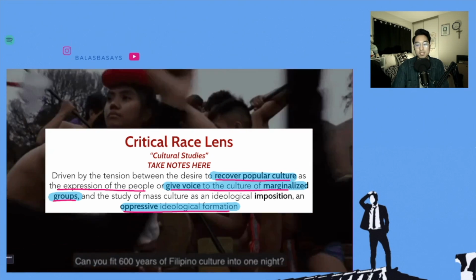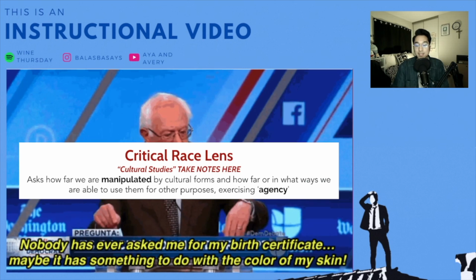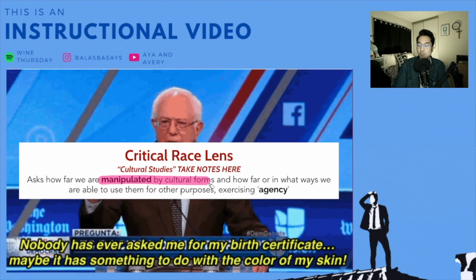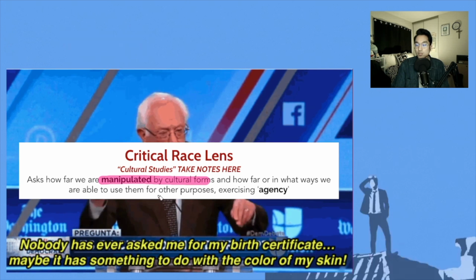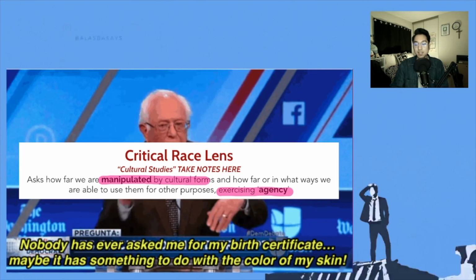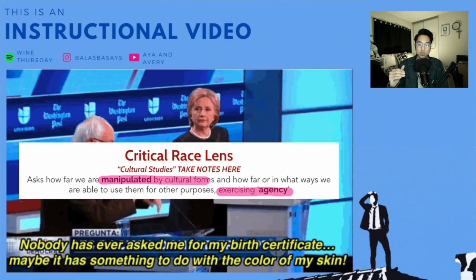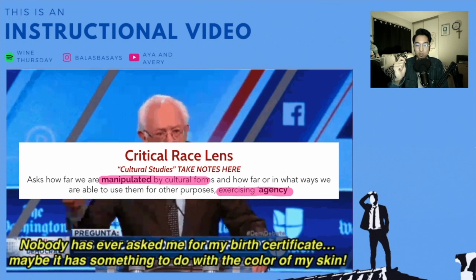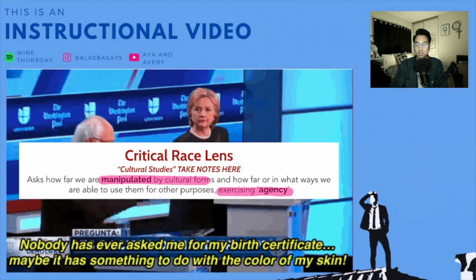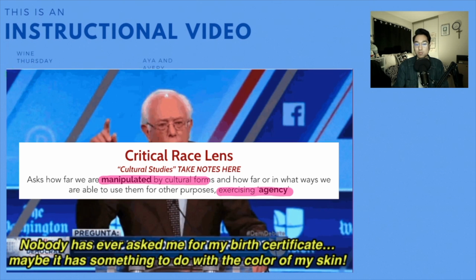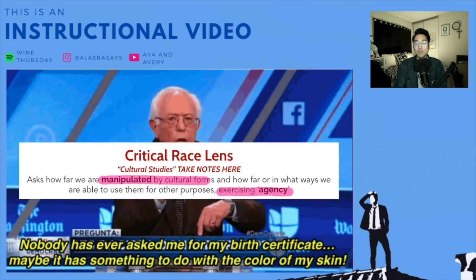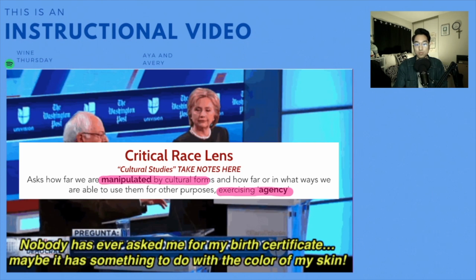So cultural studies looks at the tension and asks, how far are we manipulated by cultural forms, and in what ways are we able to use them for other purposes, exercising agency. So this is really getting at the idea of how can we take that silencing and oppressive ideological imposition, analyze how we've been manipulated by the dominant culture, and use it for another purpose, to promote the counter narrative, to shed light on the truth that we're not seeing.